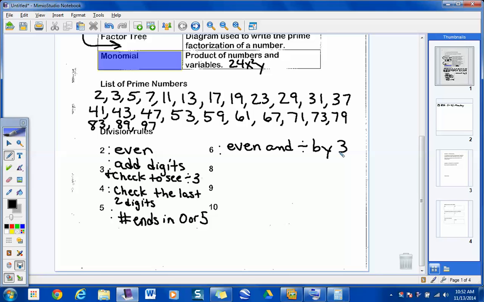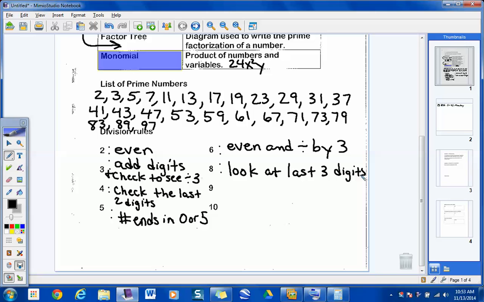Rule of 8 real quickly. Rule of 8 is just like rule of 4. However, you look at your last 3 digits instead of the last 2. Okay, you're going to look at the digits, the last 3 in this case. Check the last 3 digits to see if they're divisible by 8. If the last three digits are divisible by 8, then your number that you're dealing with is divisible by 8. I'll give you the quick rules on 9 and 10, and then we'll start rolling on some examples here, okay?